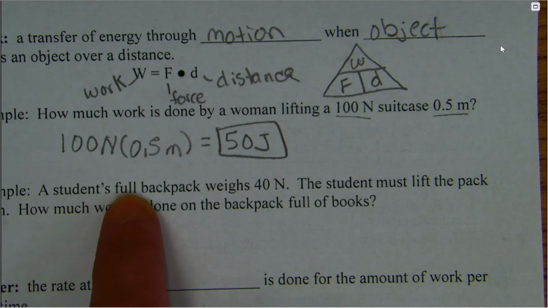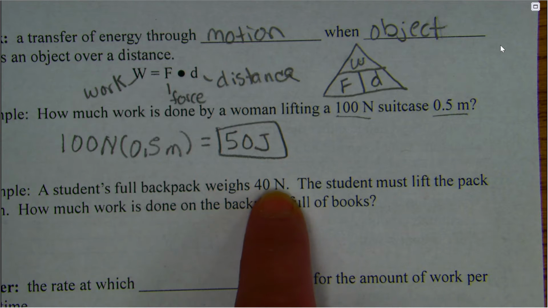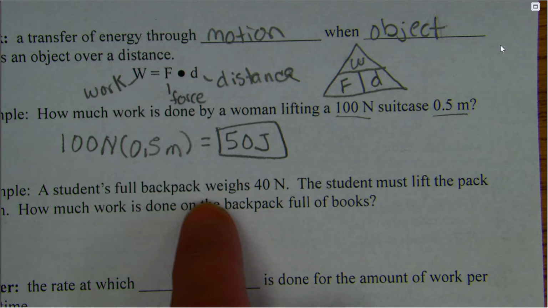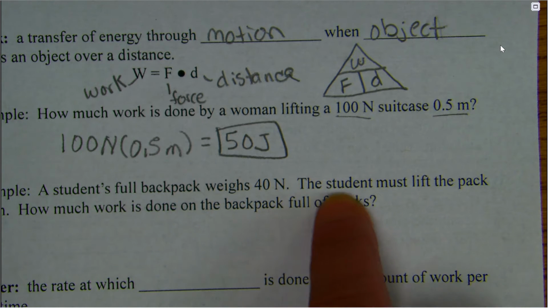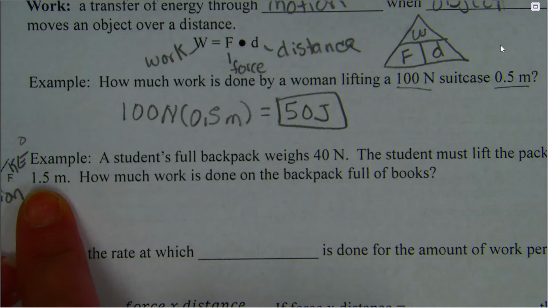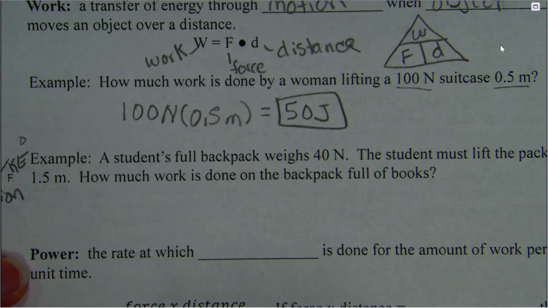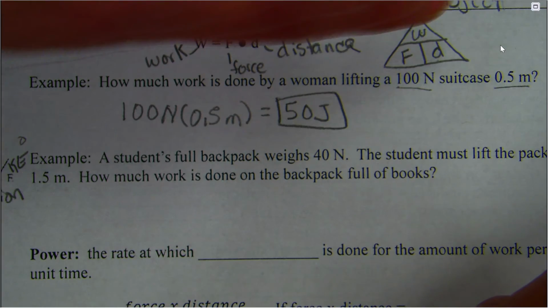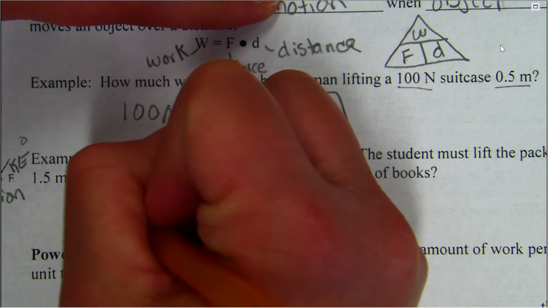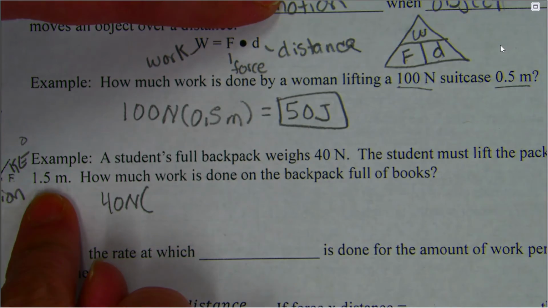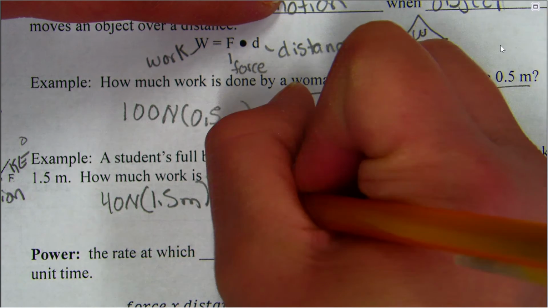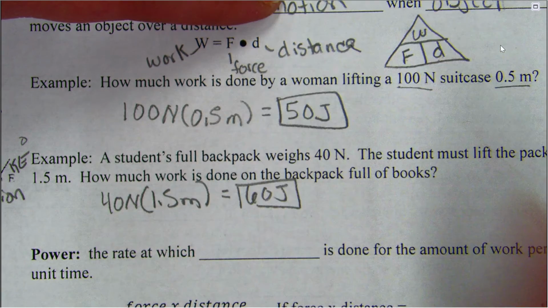All right, a student's full backpack weighs 40 newtons. All right, that is the force. The student must lift the pack 1.5 meters. How much work is done on the backpack full of books? Okay, so for work, again, we're going to do force times distance. So here's my force. Here's my distance. And when I plug that into my calculator, I get 60 joules of work.